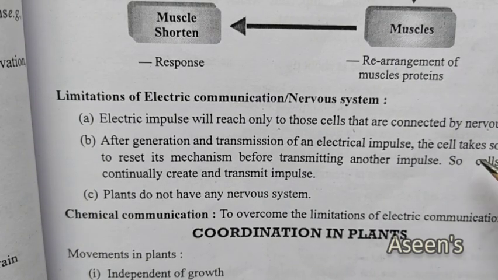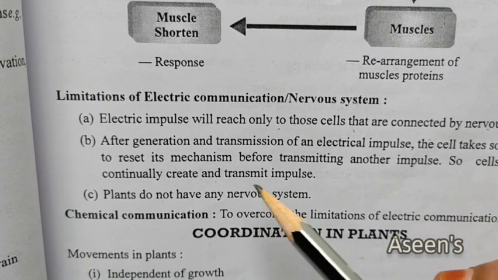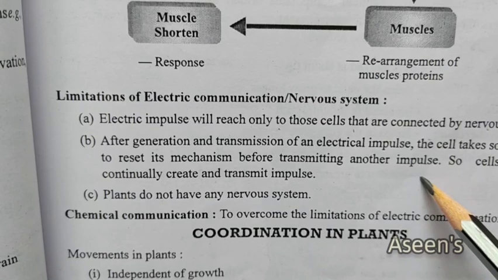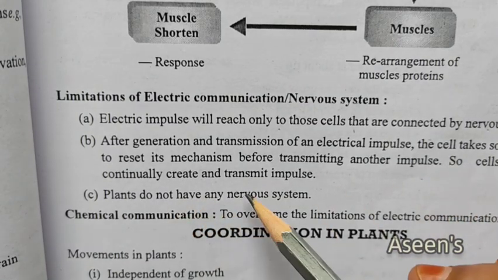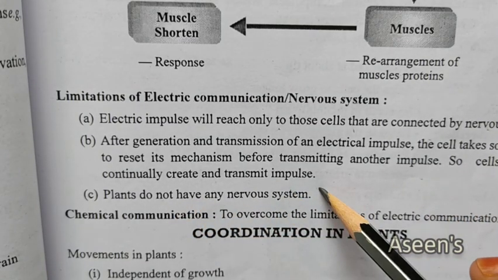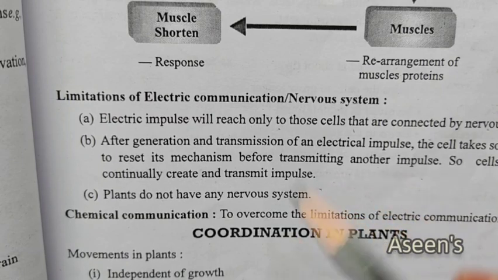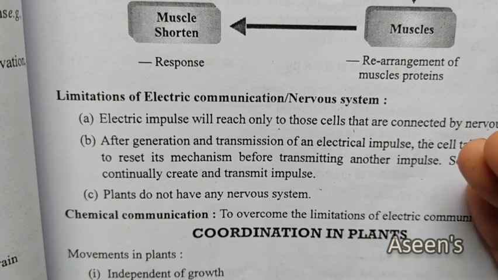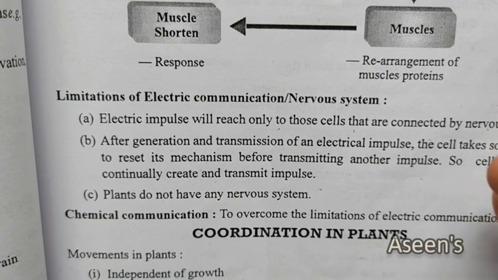Next, after generation and transmission of an electrical impulse, the cell takes some time to reset this mechanism before transmitting another impulse. So cells cannot continually create and transmit impulses. In between one impulse and the second, you need a gap. Your nerve cells need a gap to rest and to generate another impulse. Hence, again, this is a drawback, though it's faster, so it can be covered up.